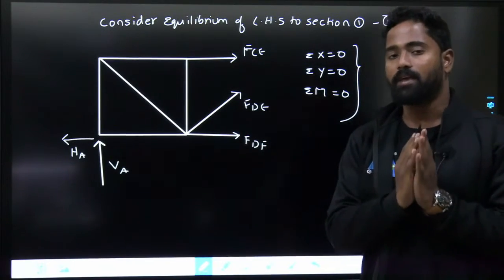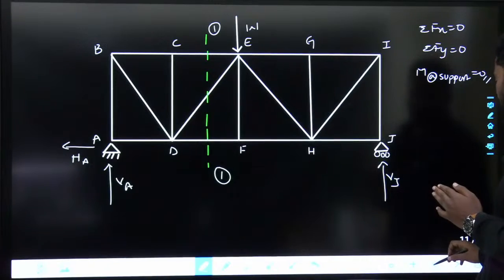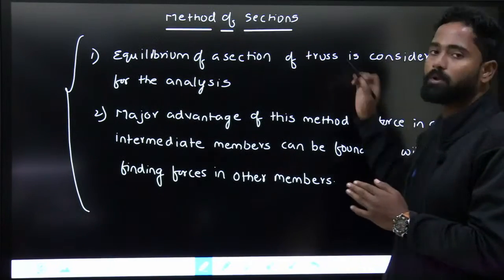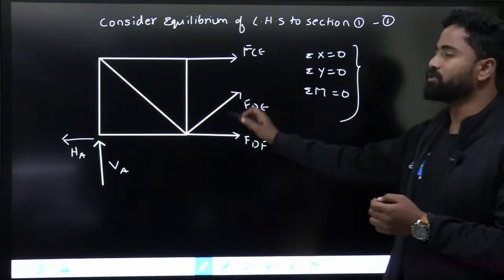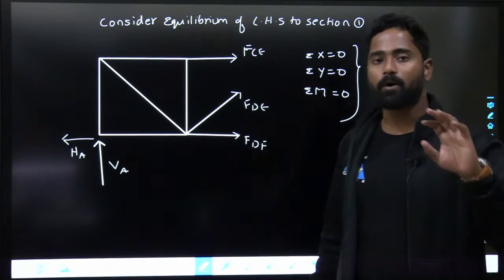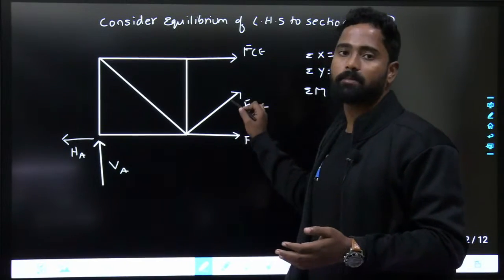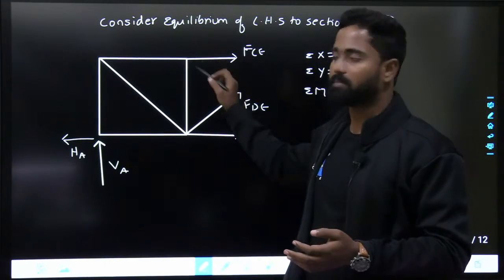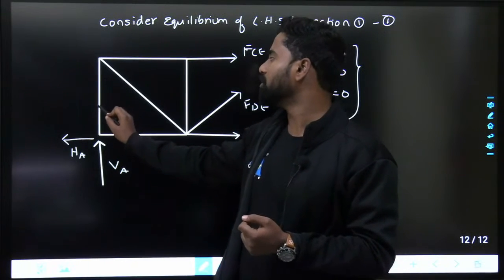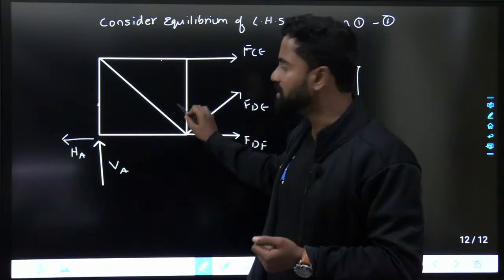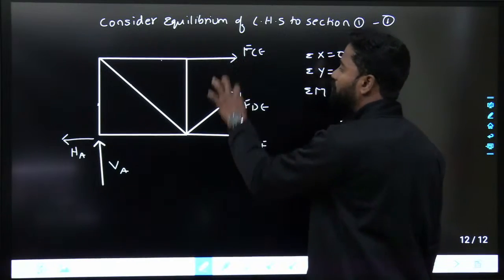That is what I said. Here we will be considering the equilibrium of the section. The first point is, we will consider the equilibrium of a section of the truss for the analysis, to find out the forces here. Second point, major advantage is you can find forces in any intermediate members without finding out forces in the other members. You can directly find out force in member DE without starting from a joint, finding force in this, then this, then this. That is what you will do in method of joints, whereas in method of sections, directly you can find out forces in any member.